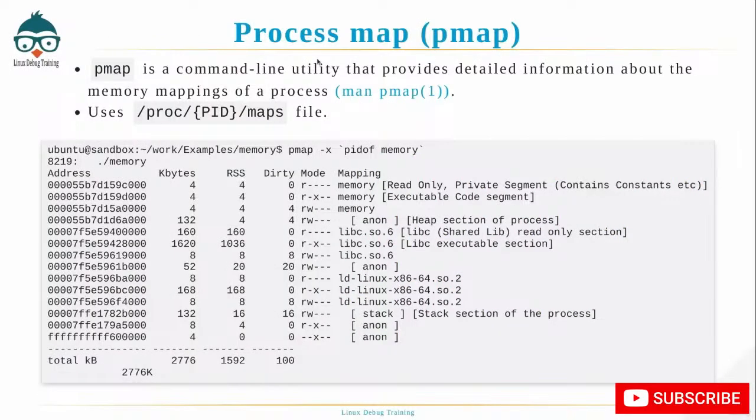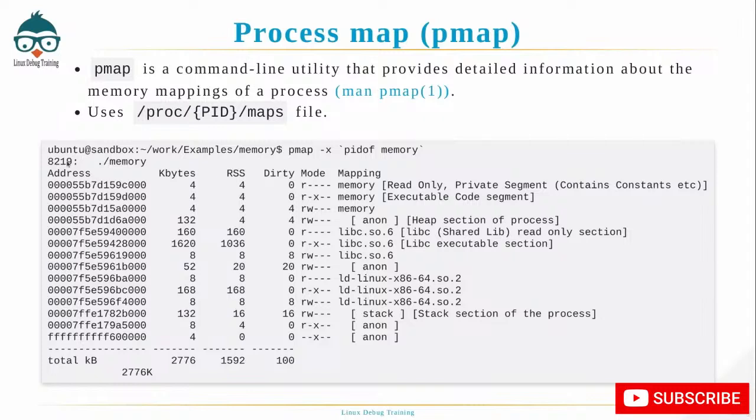The next command we will discuss is the pmap command or process map command. Pmap is a command line utility that provides detailed information about the memory mapping of a process. It uses the maps file to gather the virtual memory information of a given process. In the given snapshot here, we use the pmap command to dump the virtual memory information of our memory example, and to enhance the clarity, we condensed and annotated this snapshot.